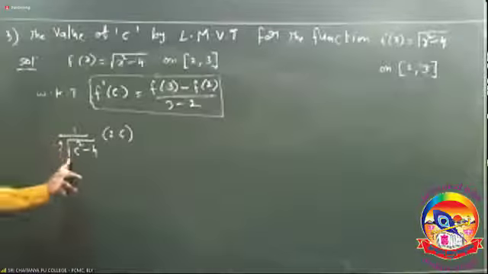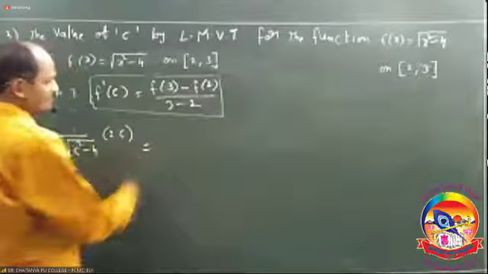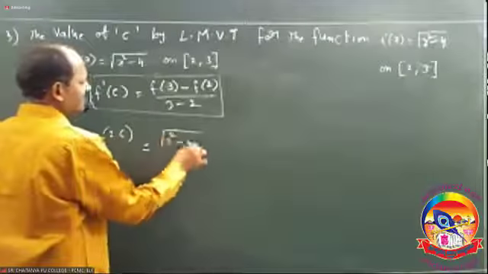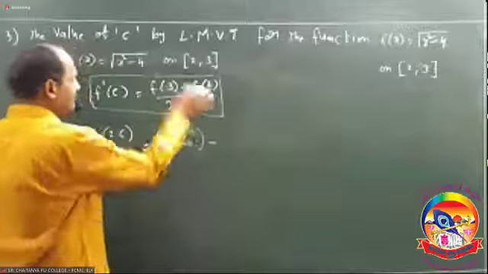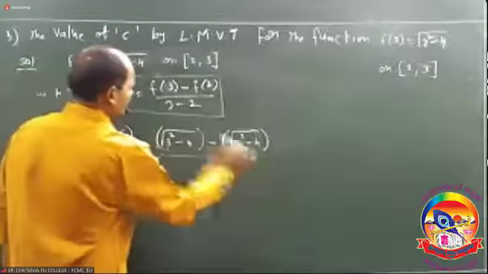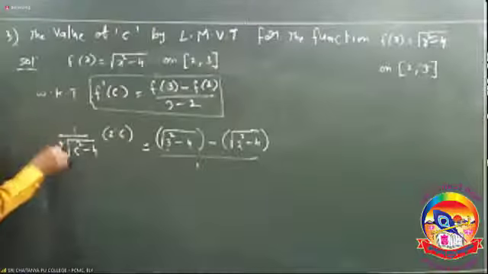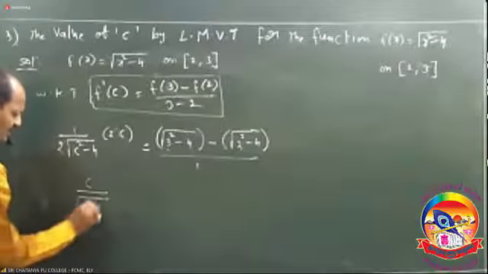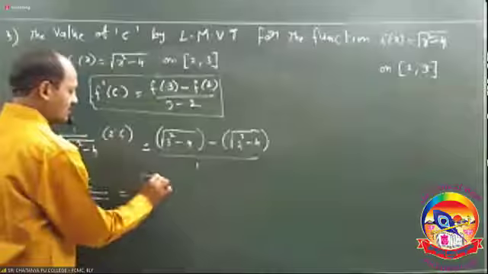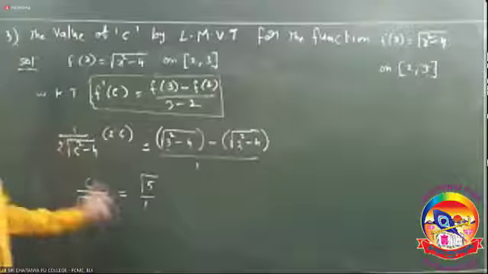That is 1 divided by 2 root of c square minus 4 into 2c is equal to f of 3, which is 3 square minus 4, minus f of 2, that is 2 square minus 4, divided by 3 minus 2, that is 1. So c divided by under root of c square minus 4 is equal to 9 minus 4, that is 5, minus 4 minus 4 is 0, divided by 1. Then squaring and cross multiplication.